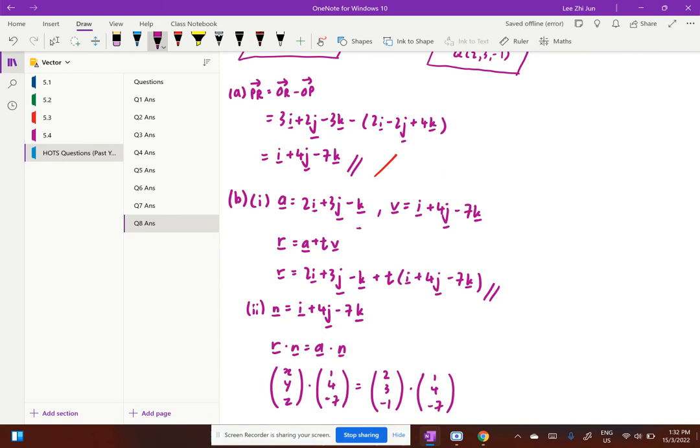So the fixed point will be this Q. So r equals to a plus dv. So sub the a, sub the v. So here's the answer.